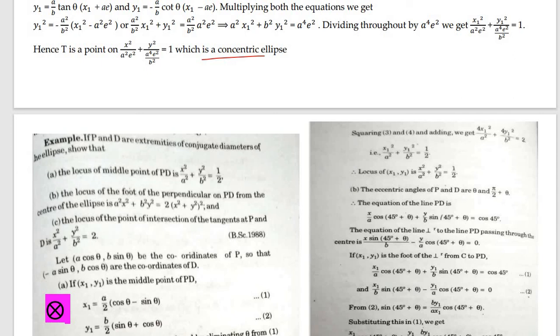Now the eccentric angles of P and D are theta and pi by 2 plus theta. The second one, the locus of feet of the perpendiculars on PD from the center of the ellipse. The locus of foot of perpendicular on PD from the center. Center, it is something. Right. So how is it done?